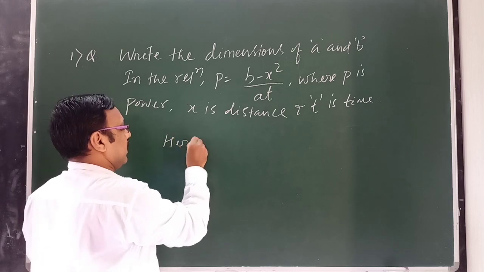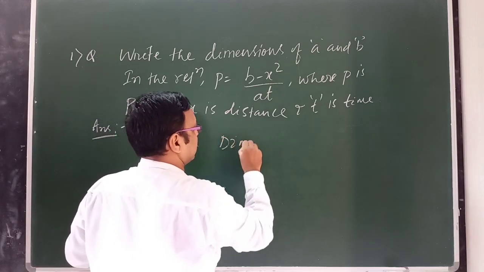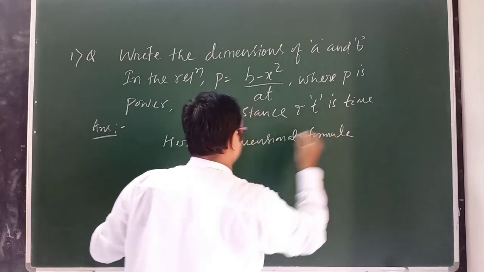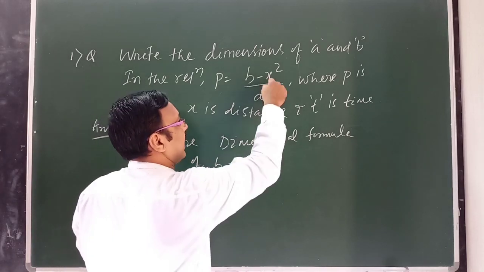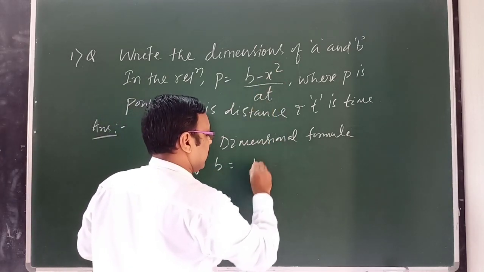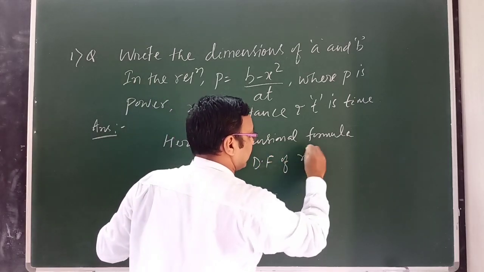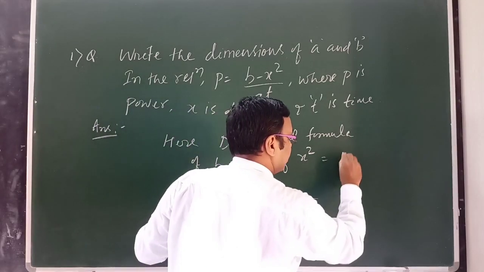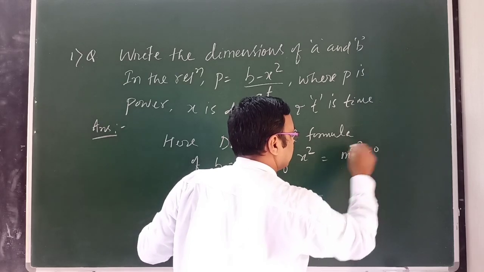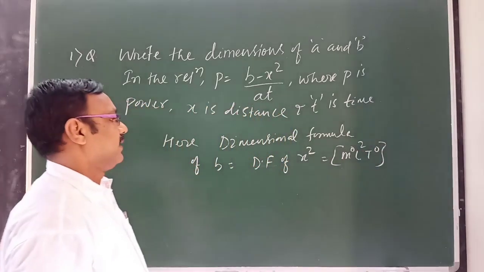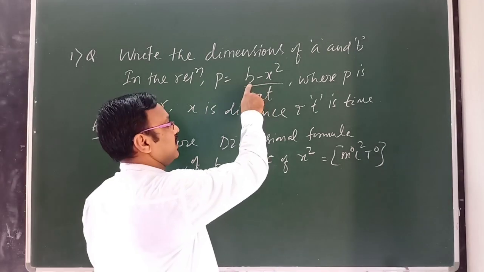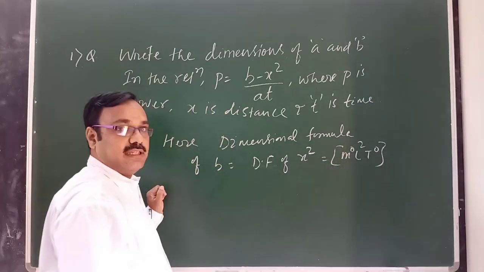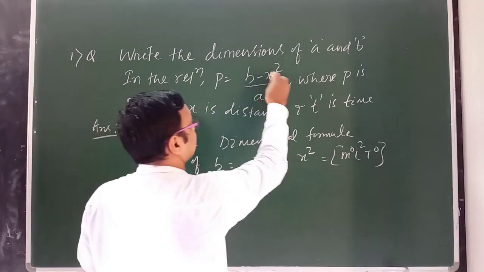Here, dimensional formula of B equals dimensional formula of x square. And x means what? x is the given distance, its square means what? It can be written as M0 L2 T0. So this is the dimensional formula of x square. As you know, x square is subtracted from B, so the dimensional formula of B is also equal to M0 L2 T0. Clear? Now we find the dimensional formula of A.